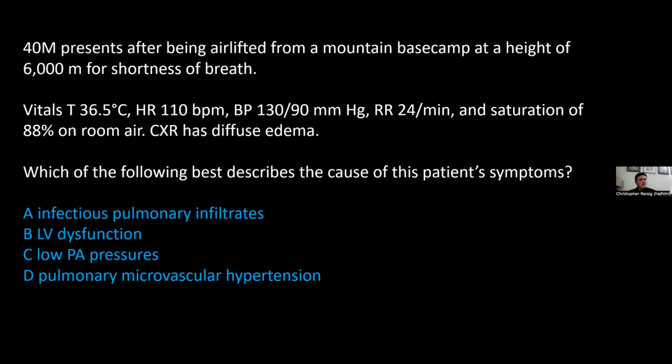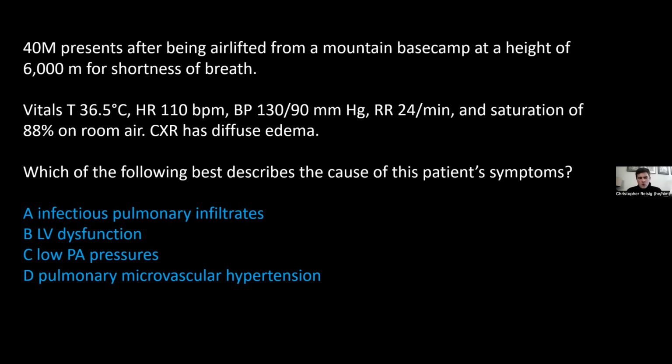Okay, you have a 40-year-old male. He's coming from base camp, 6,000 meters, very high up. He is satting poorly. He has diffuse edema on a chest X-ray when he gets to the nearest medical facilities, and it's asking what's the mechanism behind his symptoms. So it's assuming you know that this is probably HAPE, or high altitude pulmonary edema, but it wants you to ask why this is happening.